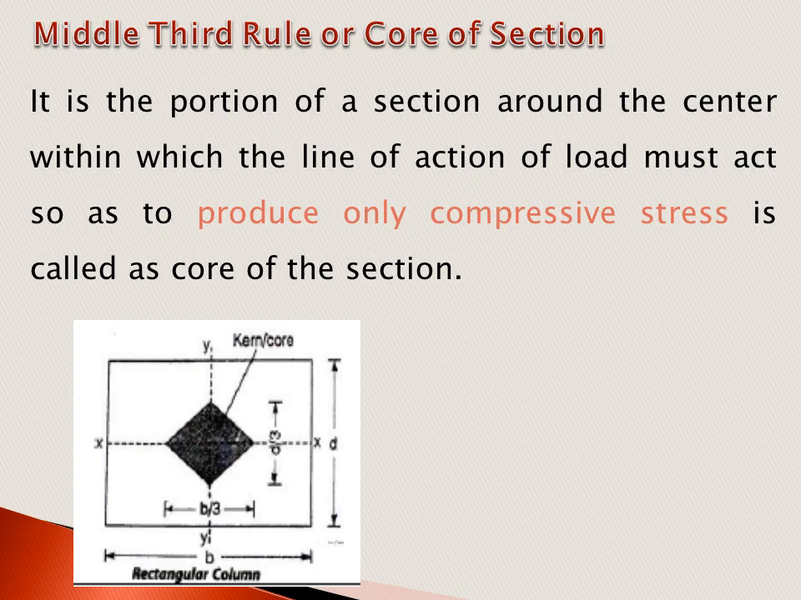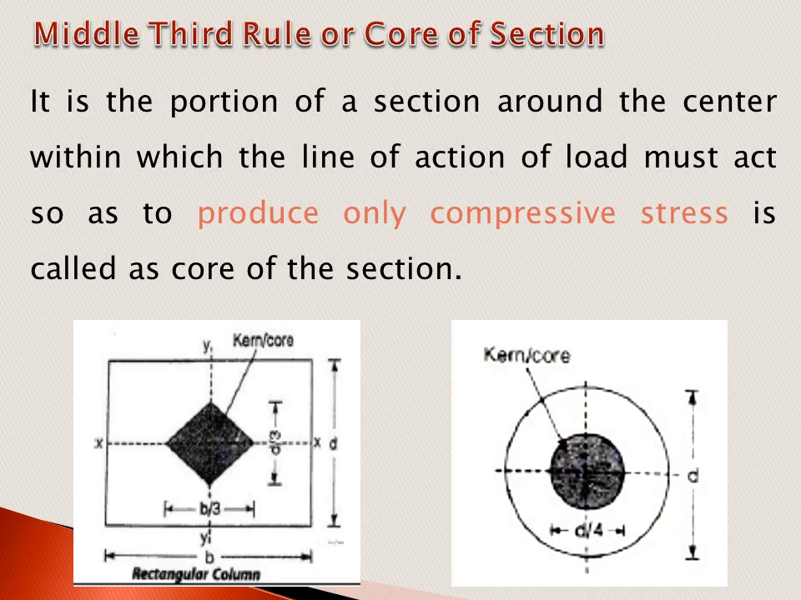Now, what is the core of section for a circular section? This is the example of a circular section in which the diameter of the section is small d. Therefore, the core of section diameter is d by 4. Within this d by 4 diameter, if load is acted, then it will produce only compressive stresses.